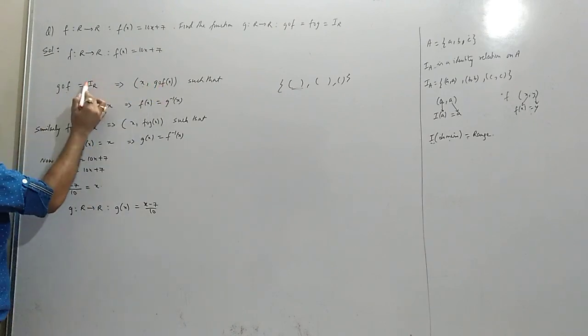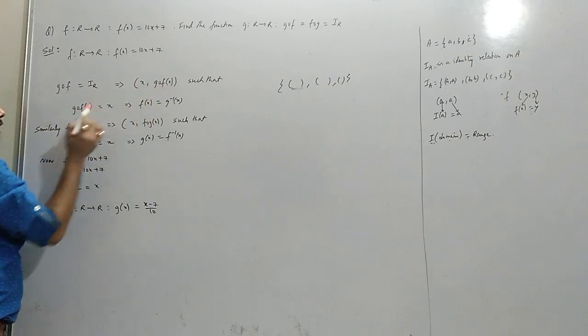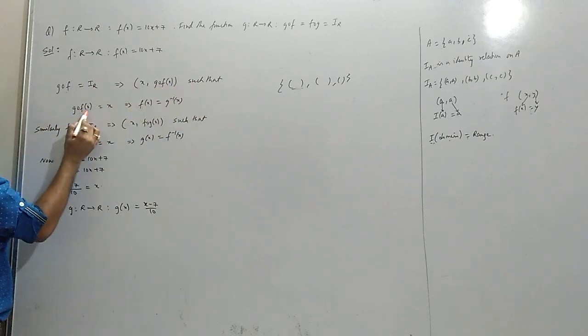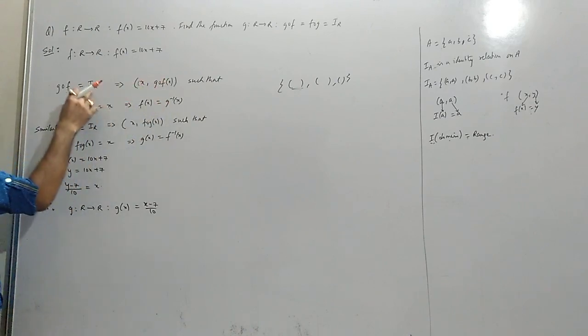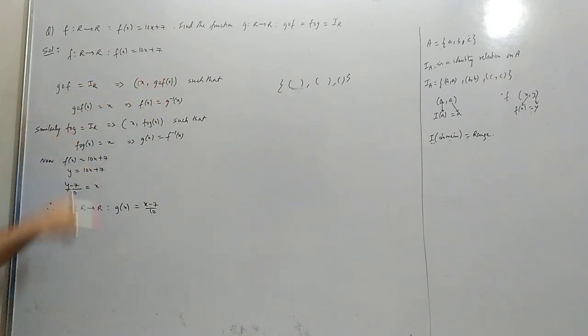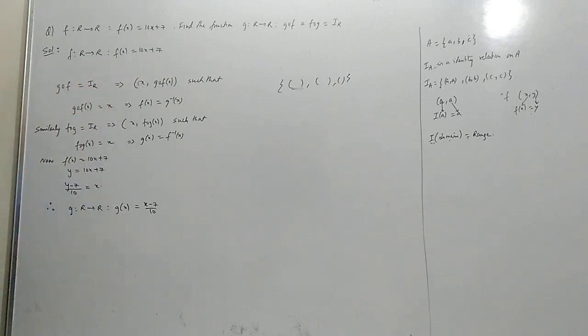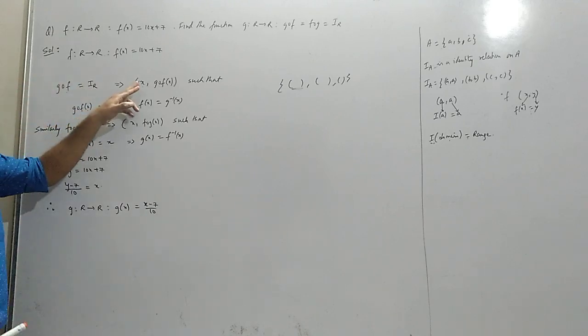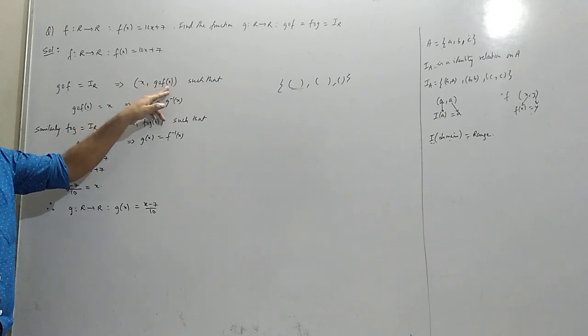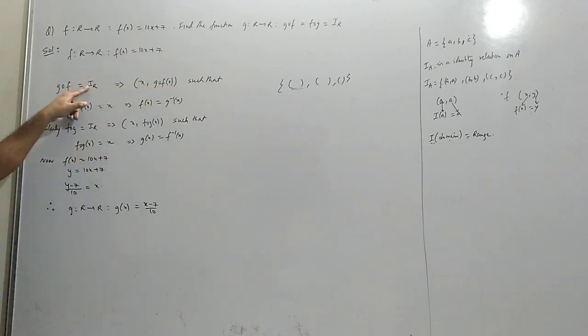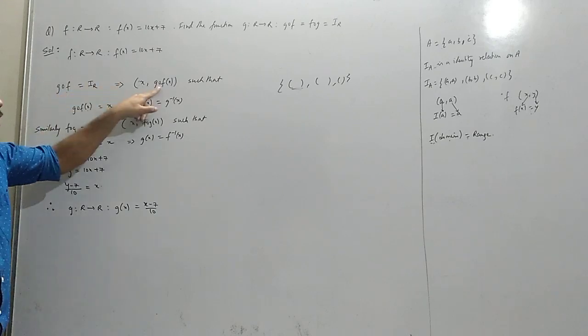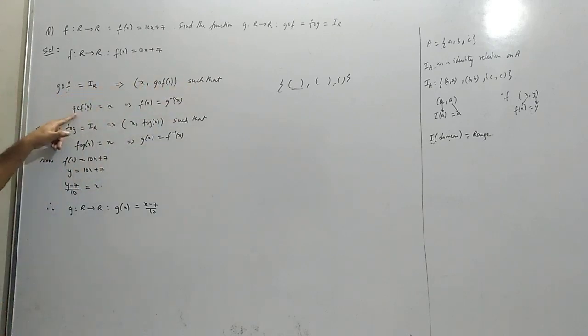But gof is equal to I_R, meaning these two will be equal. That means I can say gof of x equals x, this and this are equal. Why? Because it is an identity relation or identity function. Do you understand this or not? Just tell me, did you understand how to understand this mathematically? Again I am saying, gof is I_R. Now, how does gof look? gof contains ordered pairs in this fashion, x comma gof of x. Now, since this is an identity relation or identity function, these two values will be the same.